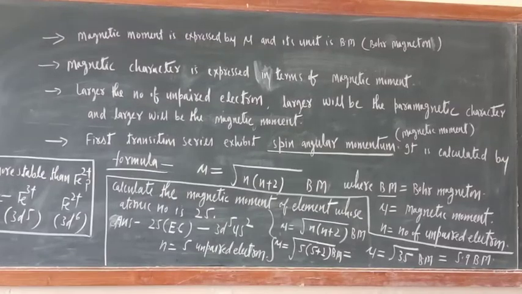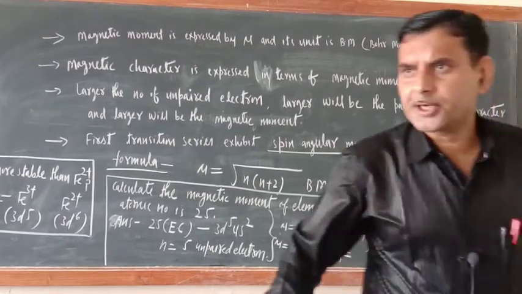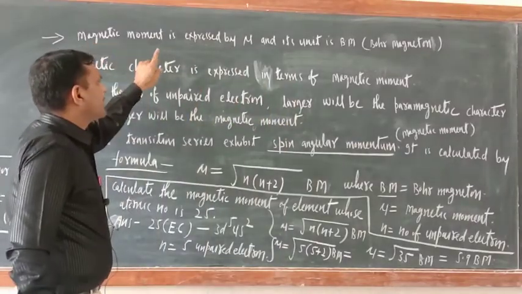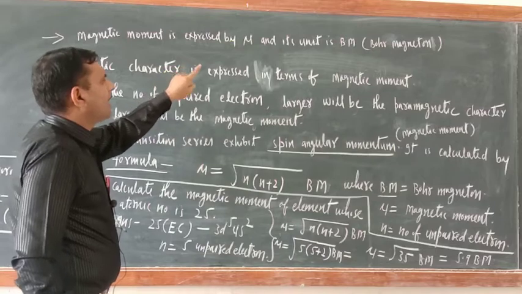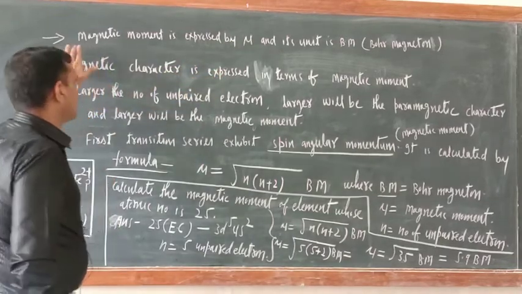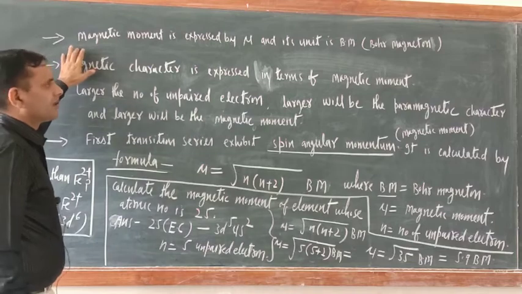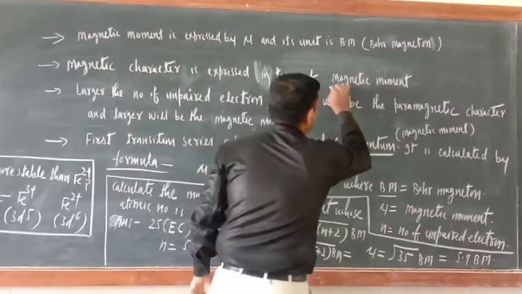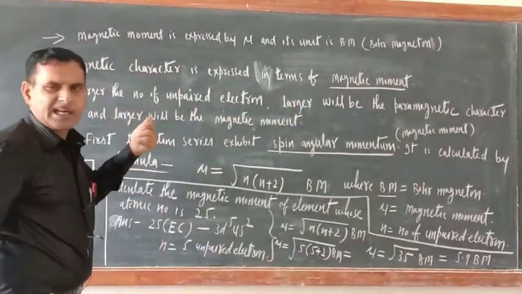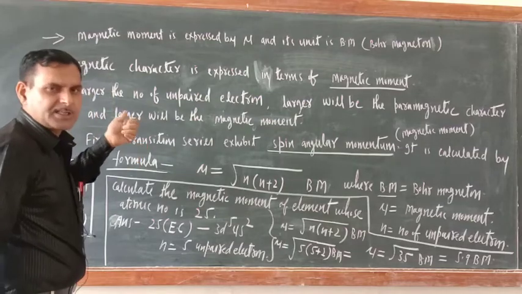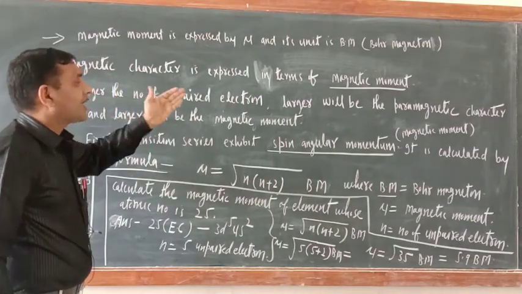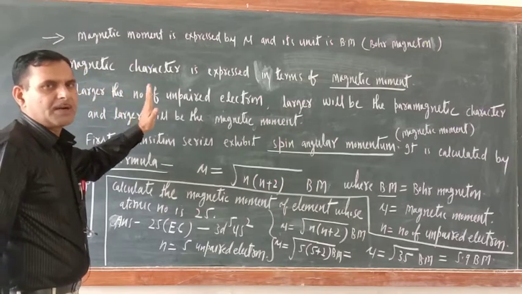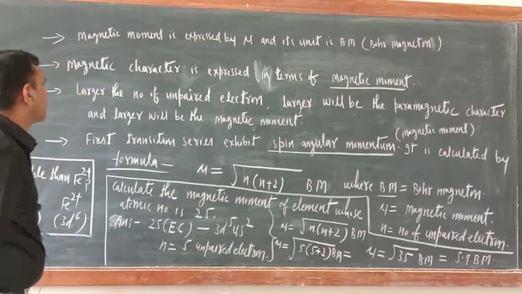So dear cadets, just see, there is one more physical quantity in transition elements, that is the magnetic moment. Magnetic moment is expressed by mu and its unit is Bm. What is the magnetic moment? Magnetic character is expressed in terms of magnetic moment. The magnetic character of a transition element is known as magnetic moment. So we can say the magnetic character of a transition element is expressed in terms of magnetic moment.